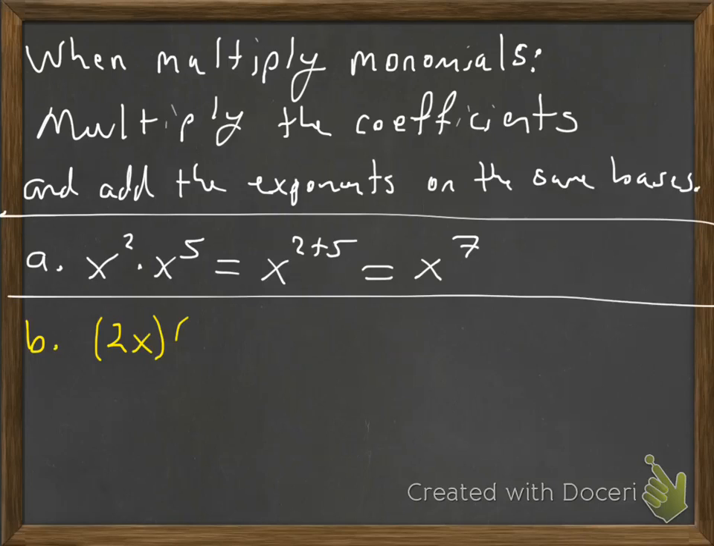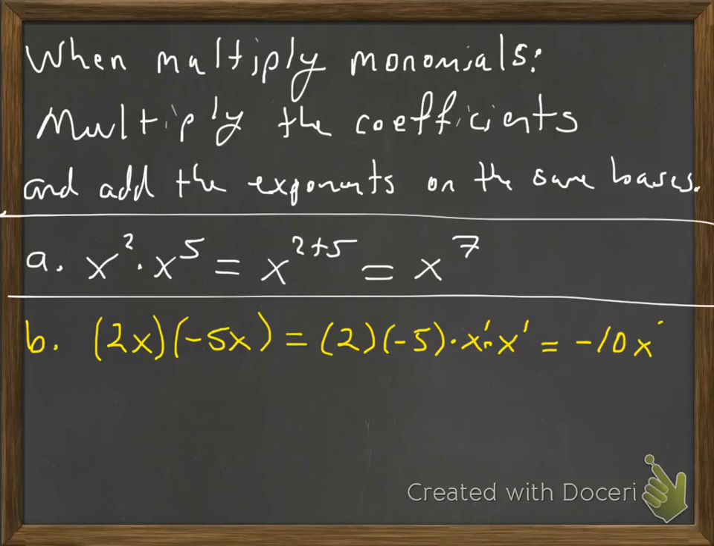Alright, let's do 2x multiplied by negative 5x. It says when we multiply monomials, we multiply the coefficients. So we're going to do 2 times negative 5, and we're going to add the exponents. This x times x would be x squared. The 2 times negative 5 gives us negative 10, and then we have x to the first power times x to the first power, so we add those first powers and we get 2.